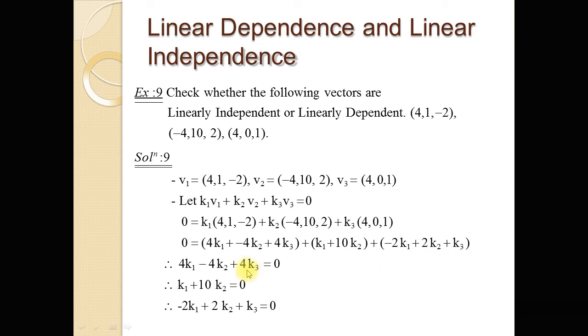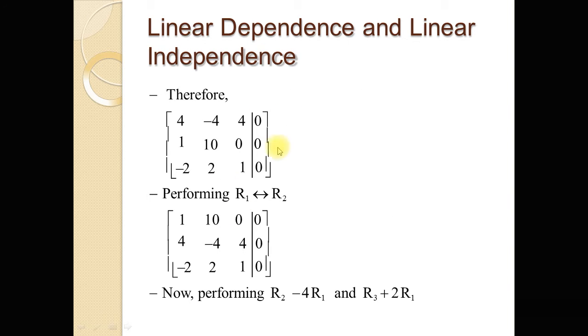Now the homogeneous system is 4k1 minus 4k2 plus 4k3 is equal to 0, k1 plus 10k2 is equal to 0, and minus 2k1 plus 2k2 plus k3 is equal to 0. To solve this homogeneous system, this is the augmented matrix. We solve this system by using row operations. We construct the echelon form from this augmented matrix.